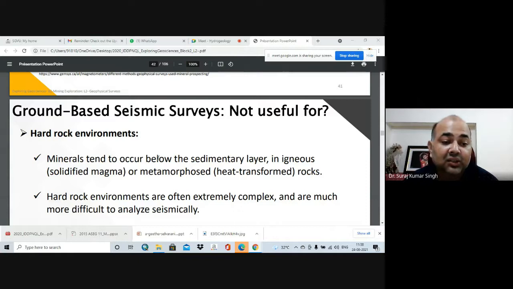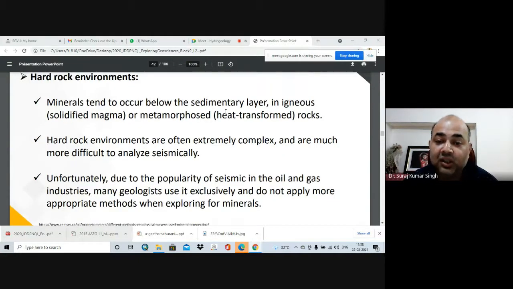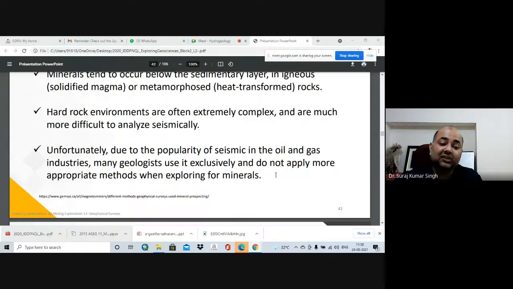Then you have the hard rock environment, where the minerals tend to occur, before the sedimentary rock, in igneous or metamorphic rock. Hard rock environments are extremely complex and much more difficult to analyze seismically. So each and every data set and each and every method has its own positives and negatives. Unfortunately, due to the popularity of seismic waves in the oil and gas industry, many geologists use it exclusively and do not apply more appropriate methods when exploring for minerals. So various researchers only use seismic waves if they are going for oil and gas industry exploration.